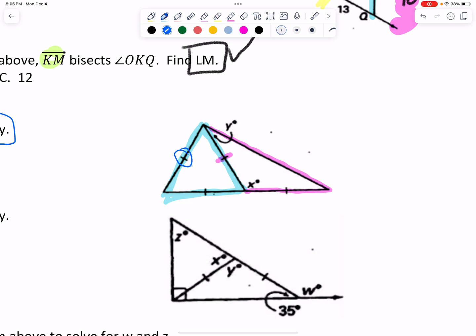But I know that in an equilateral triangle, all of the angles are going to be 60 degrees because all of the sides are the same and all of the angles are the same. 180 divided by 3 gives me 60. And then 60 and X make a linear pair. Those add up to 180.